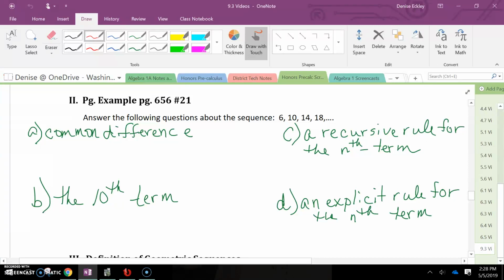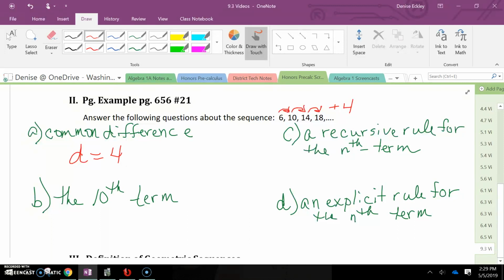Page 656, number 21. In this example, we're given a sequence, and we are told in the directions in the book that it is an arithmetic sequence. And we're asked to find 4 different things about the sequence: the common difference, the 10th term, a recursive rule, and an explicit rule. But even if we didn't know that it was arithmetic, you can see that by looking how we go from term to term and seeing that we're adding 4 every time, which would make it arithmetic. So that means that our common difference is going to be 4.